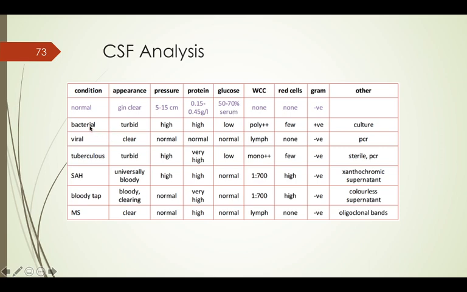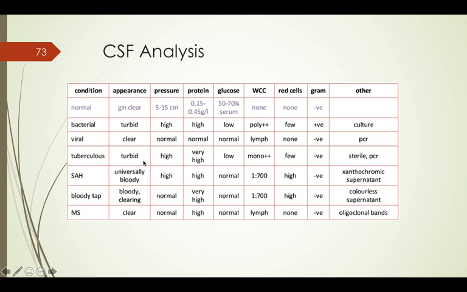Just some key points. With bacterial infection, the appearance tends to be turbid. You have high protein, low glucose because the bacteria are consuming the glucose, and the cells seen are mainly neutrophils. For viruses, appearance tends to be clear, not really turbid. Pressure is fine, protein is fine, glucose is fine, but the major abnormality is that you can find lymphocytes.